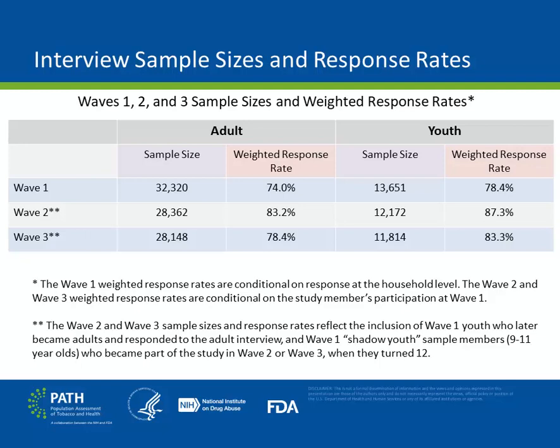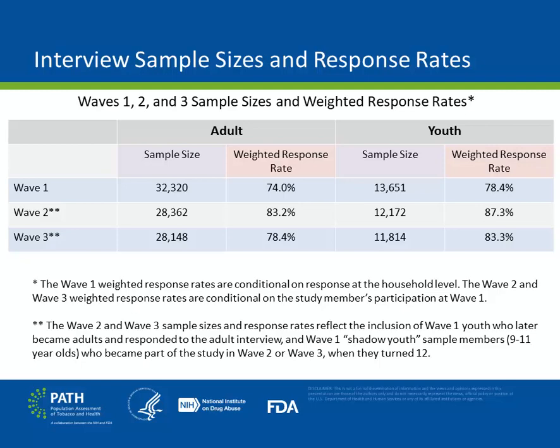In the third row, corresponding to Wave 3, the adult sample size was 28,148, and the weighted response rate was 78.4%. The youth sample size was 11,814, and the weighted response rate was 83.3%.